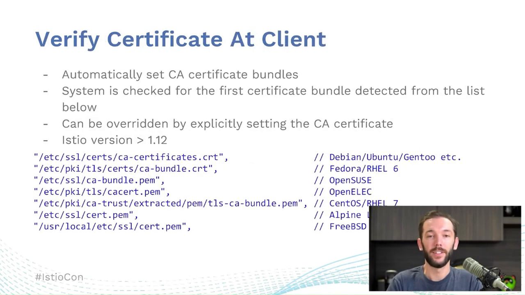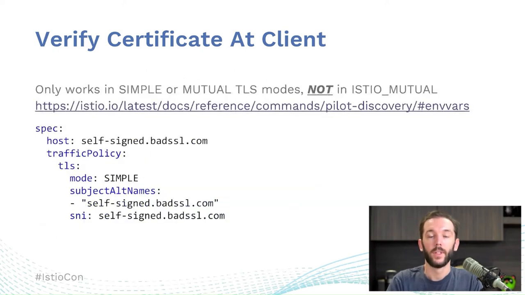To make this process easier, we introduced an environment variable, verify certificate at client. It was introduced in Istio version 1.12 and will automatically go through the list below in order to find the first certificate authority bundle that is detected in the operating system and use that. Of course, this can be overridden within your destination rule, so you could specify a different one and circumvent this if needed. An important note about verify certificate at client is that it only works for simple and mutual TLS mode. It will not work for Istio mutual.